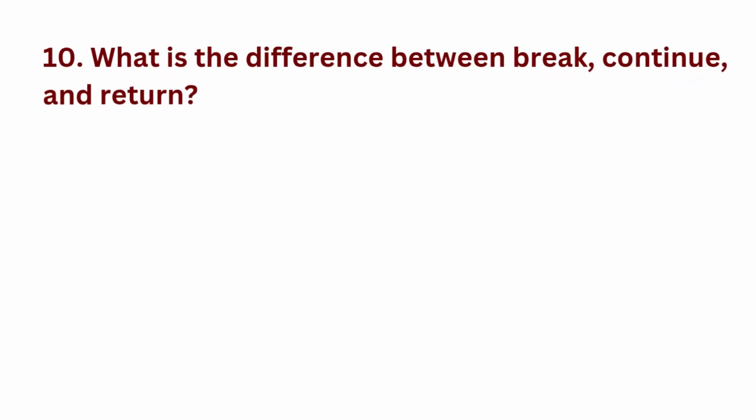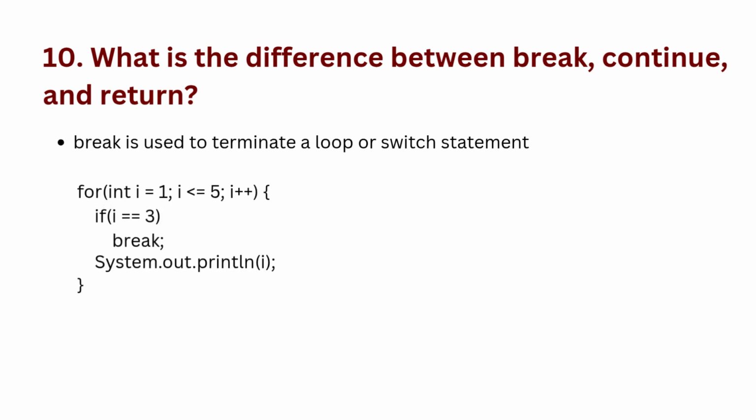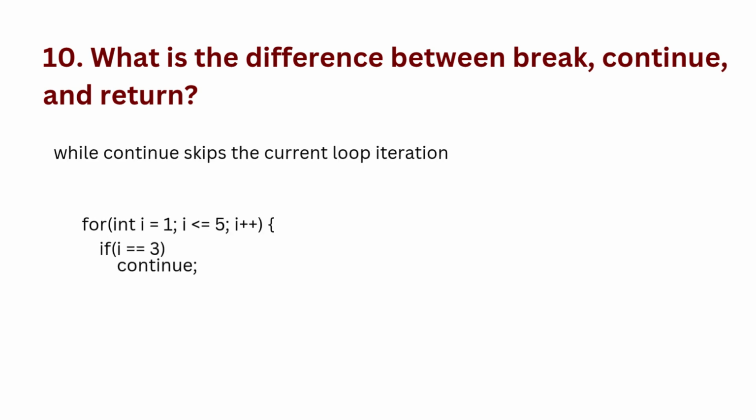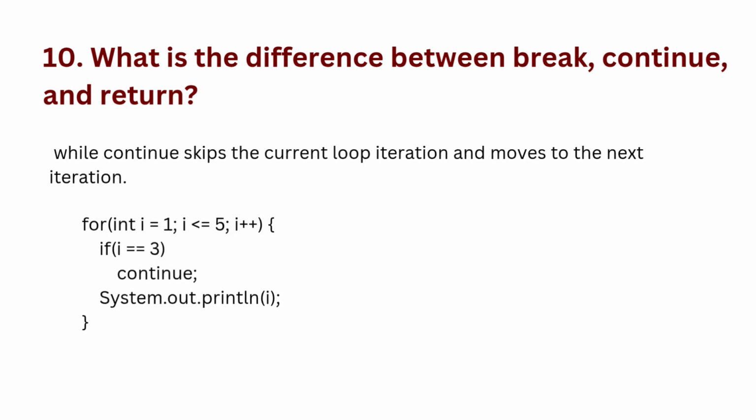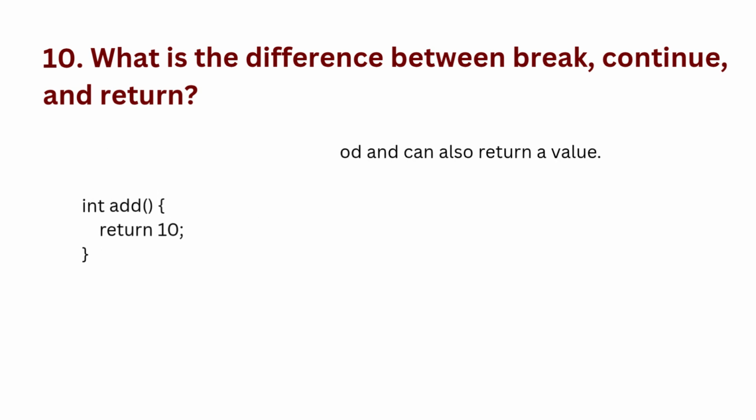10th question: what is the difference between break, continue, and return? Answer: break is used to terminate a loop or switch statement, while continue skips the current loop iteration and moves to the next iteration. Return is used to exit from a method and can also return a value.